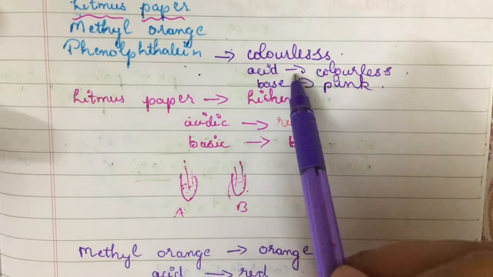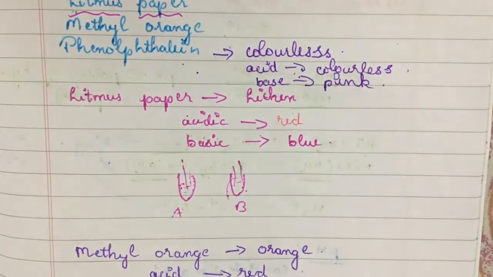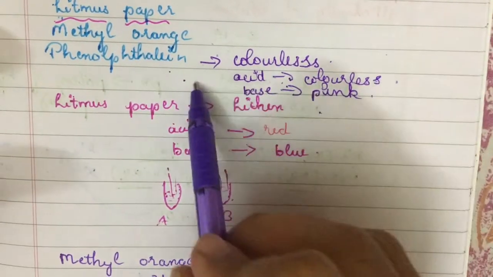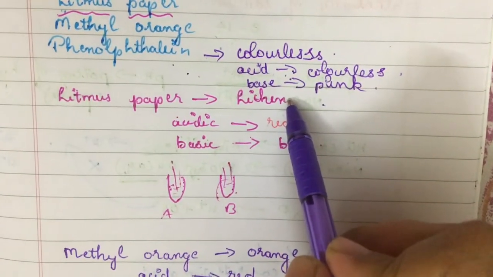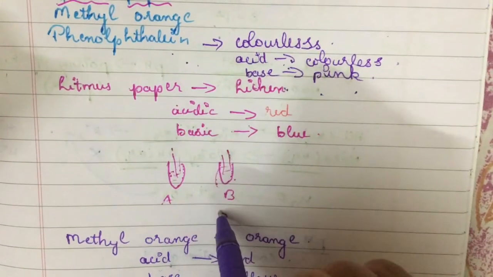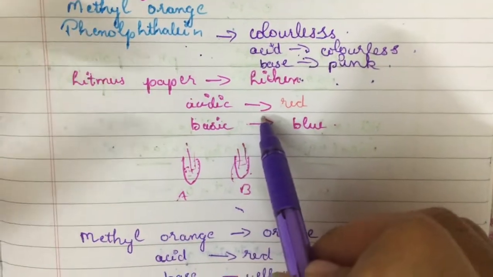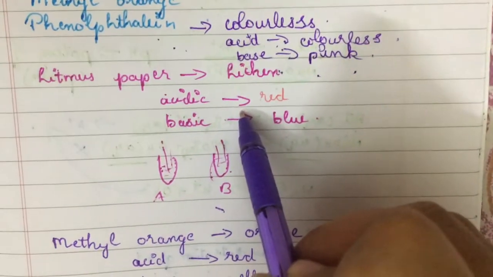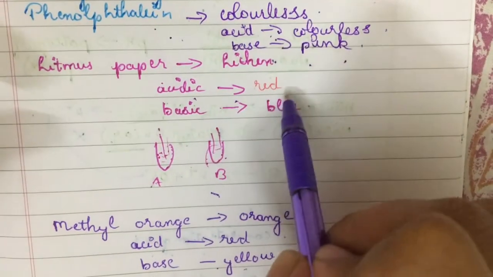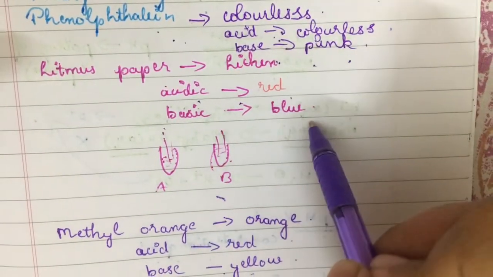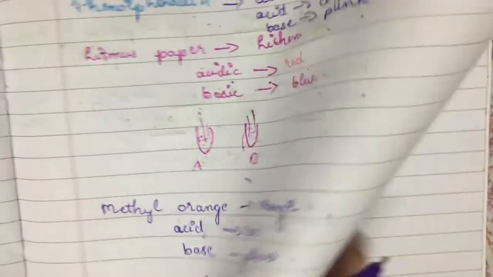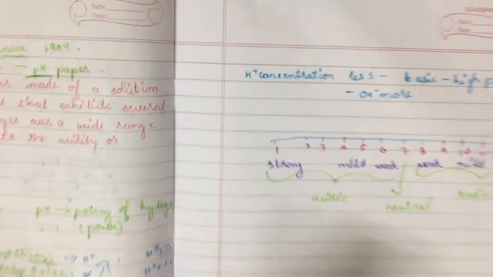The complex formed with the acid will be colorless, whereas when phenolphthalein and the base react with each other, there will again be formation of a complex, and the complex formed will be pink in color. The reason is similar here also: in the acidic medium, the substance of the litmus paper and the acid combine to form a red colored complex, whereas in the basic case it forms a blue colored complex. Similar is the case for methyl orange. I hope you are very much clear and thorough with this topic.